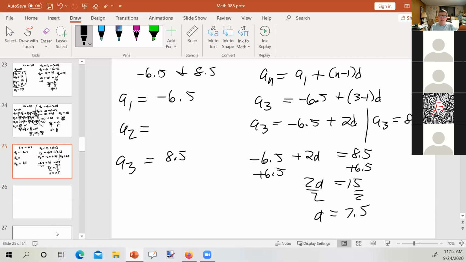Now, I could have left it as 15 halves or as 7.5, but because the others were in decimals, I went with decimals. So that's the common difference. Negative 6.5 plus 7.5 would be 1. 1 plus 7.5 would be 8.5. So the one arithmetic mean would be 1.